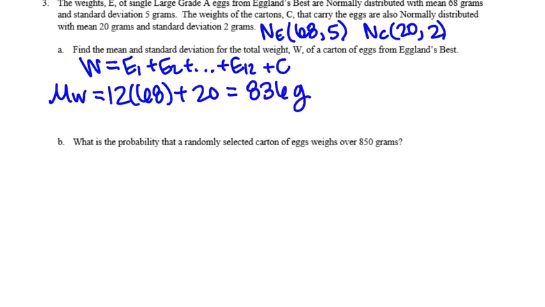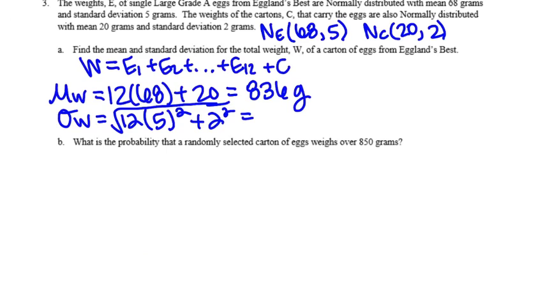And so that's important for when we do our standard deviation because we want to use the formula for the variance, which means I'm going to take my standard deviation of 5, square it, and add it to itself 12 times, which is how this works out algebraically, plus 2 squared. So I'm going to be doing that in my calculator. Square root of 12 times 5 squared plus 2 squared. And I get 17.4356.